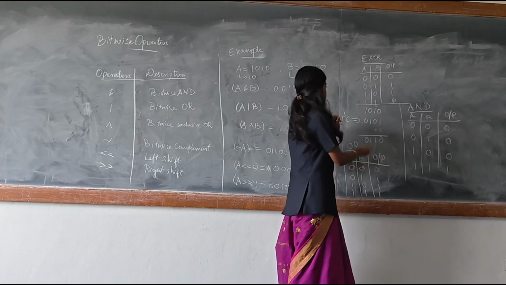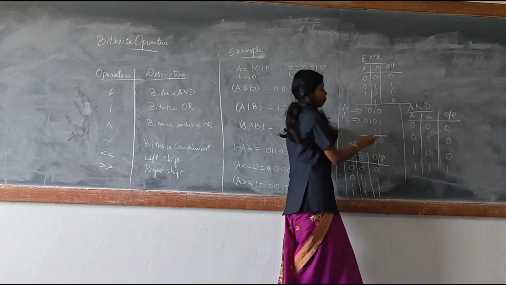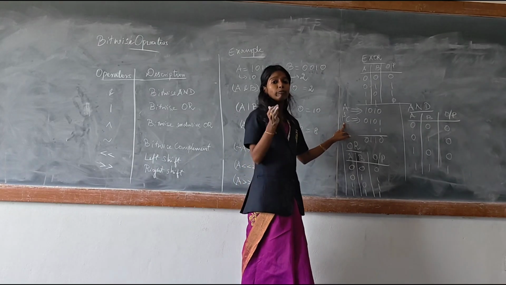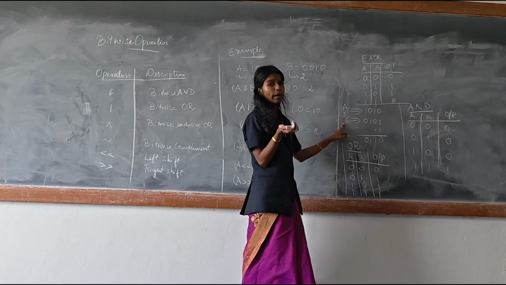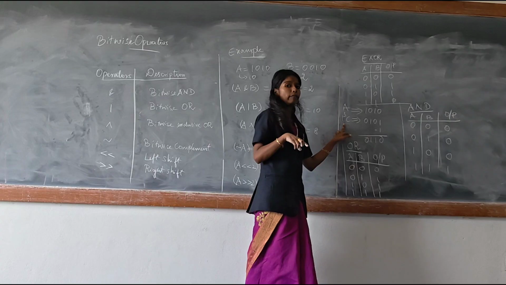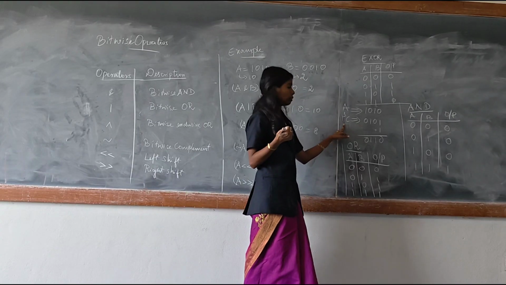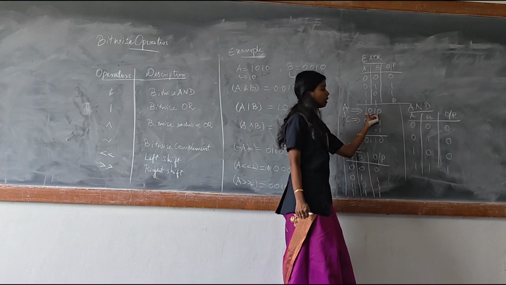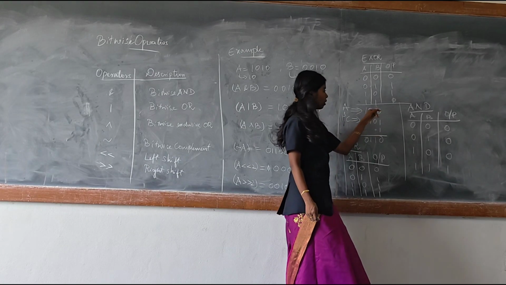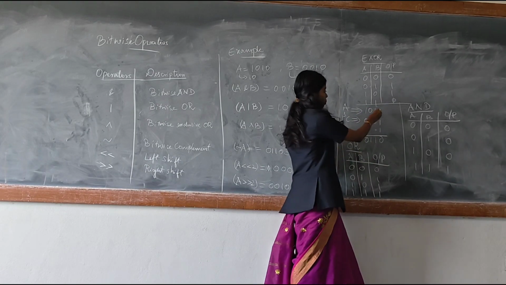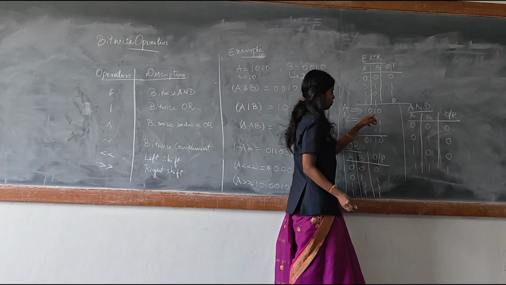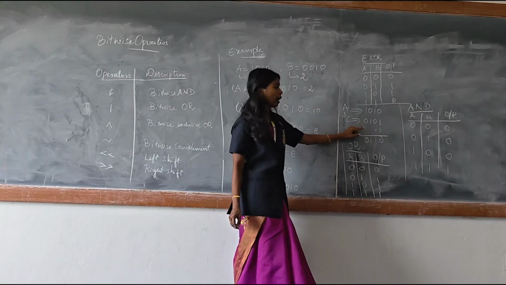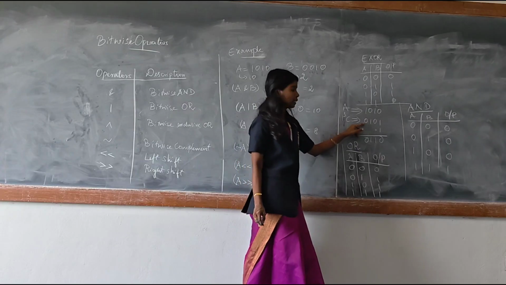The value of A is 1010. To take the 2's complement, we first need to take the 1's complement and then add 1. The 1's complement means the complement of A: 0 becomes 1, 1 becomes 0, 0 becomes 1, 1 becomes 0. Then we add 1 to this output.